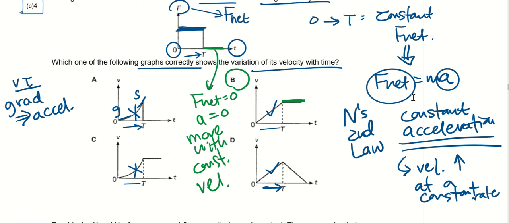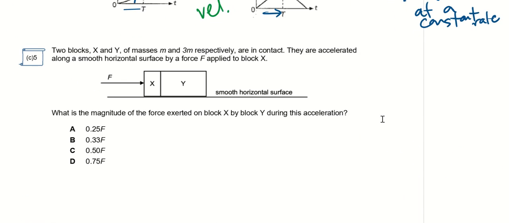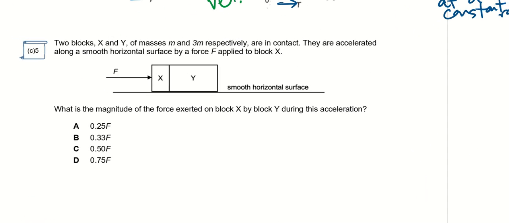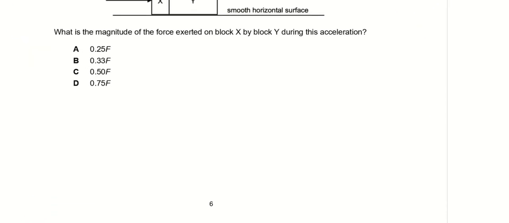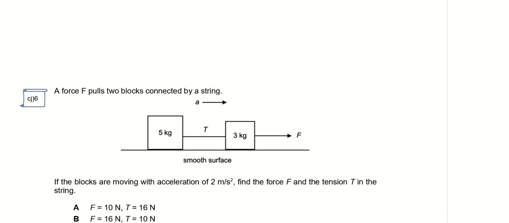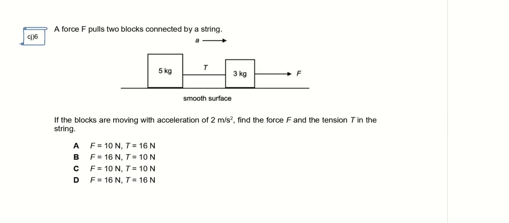Okay, let's go to the next question, which is C5. Okay, I think we shouldn't do C5 first because there isn't a lot of numbers. Let's do C6. Okay, a force F pulls two blocks connected by a string. So this is the pulling force. The two blocks are connected with a string.